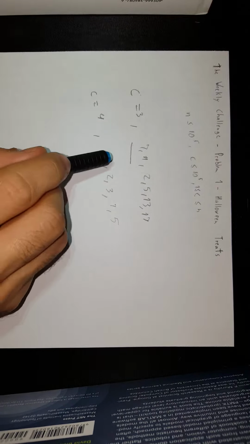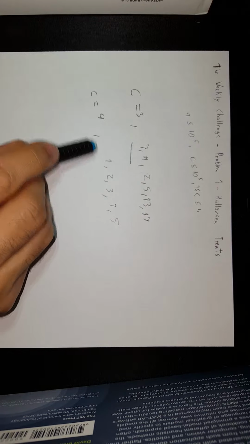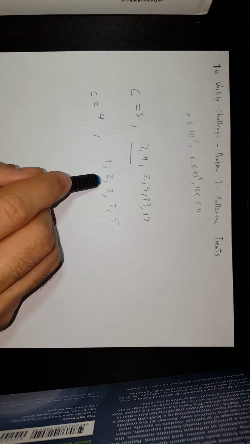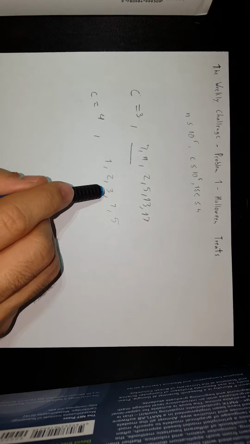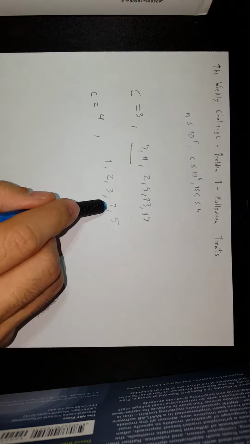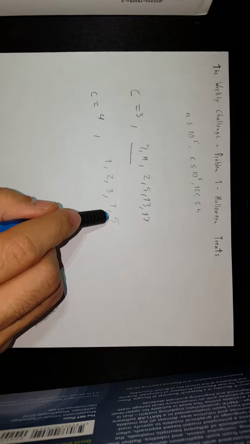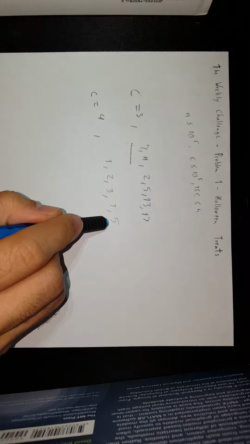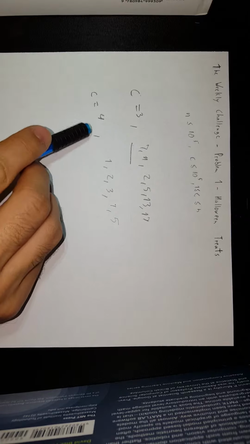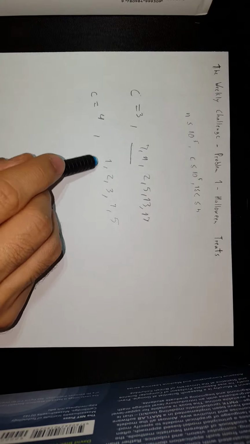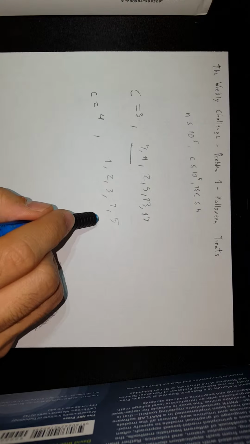So let's try doing the same. If we start with 1, we still don't have a multiple of 4. We can add 2, we still don't have a multiple of 4. With 3, we get 6. With 7, we get 13. And with 5, we get 18. So we didn't pass by a multiple of 4 in this process.